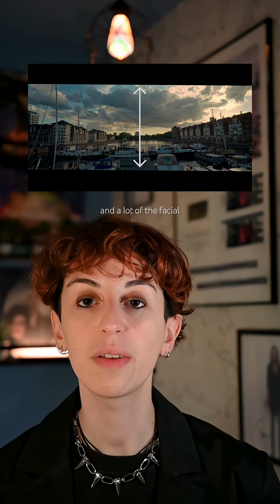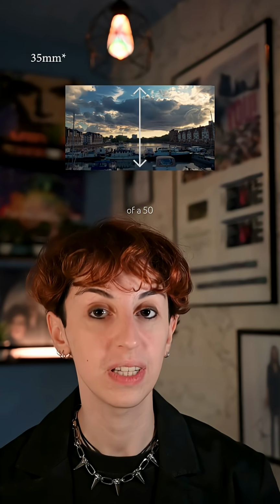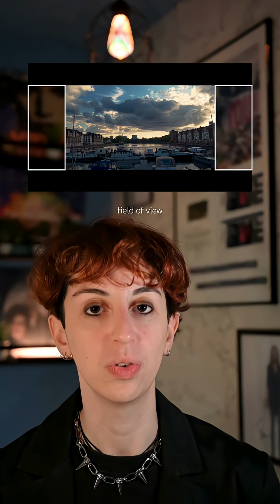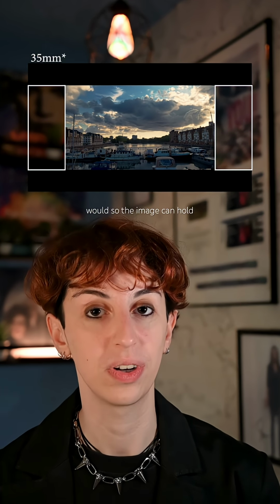Take a 50mm anamorphic, for example. Vertically, it still gives you the image scale and a lot of the facial size relationships of a 50. But horizontally, the squeeze gives you a much wider field of view than a spherical 50mm would. So the image can hold a vertical character of a longer lens while opening much wider across the frame.